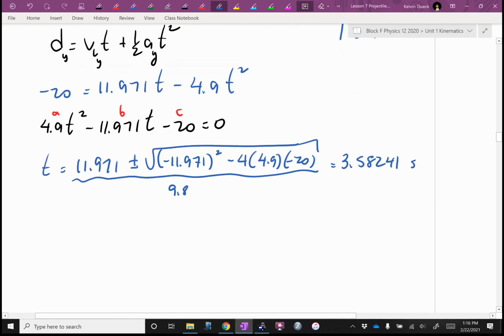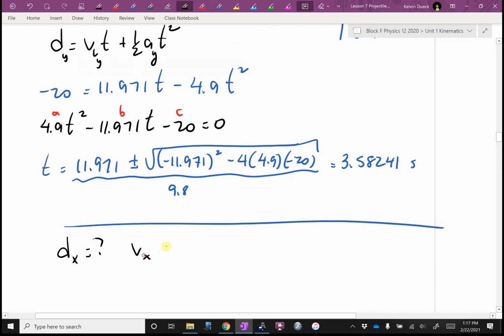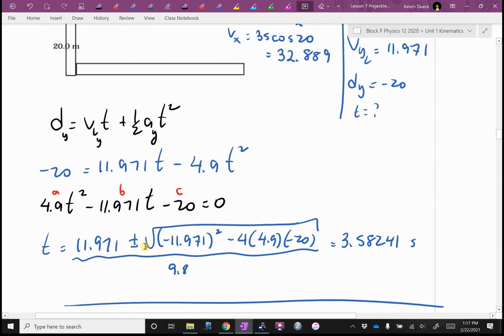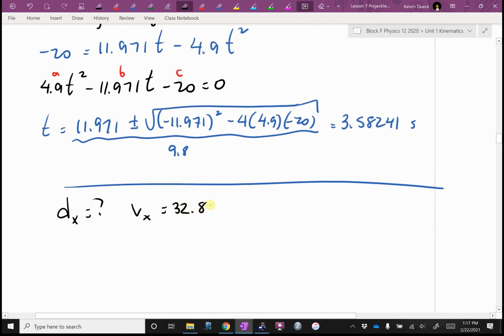And I was going to say, and I'm done. No, I'm not. I haven't even found what the question asked. What does it want me to find? Horizontal. Okay. What was Vx? 32.889? Ax was 0. My A's are looking more and more like 9s, which is confusing. That's better. 3.58241.